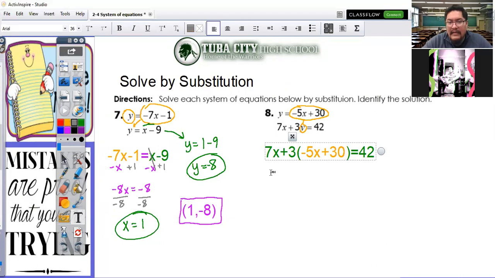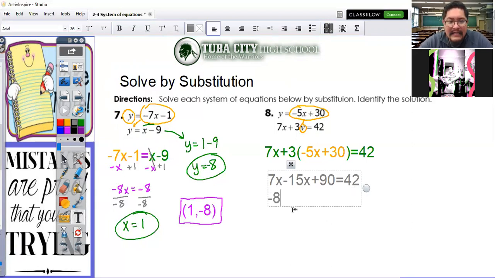-5x plus 30. And I'm going to use my regular solving stuff: 7x, and then use the distributive property. So 3 times -5x is -15x, and then plus 90 equals 42. Here I would have -8x plus 90 equals 42. And then from here, I would have to subtract 90 from both sides. So subtracting 90, I would get -8x equals, and it's going to be a negative number because I'm subtracting 90 from 42, and that's going to be -48.